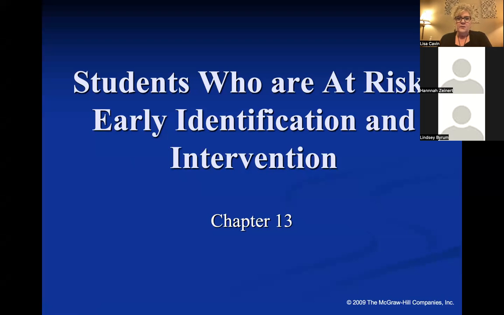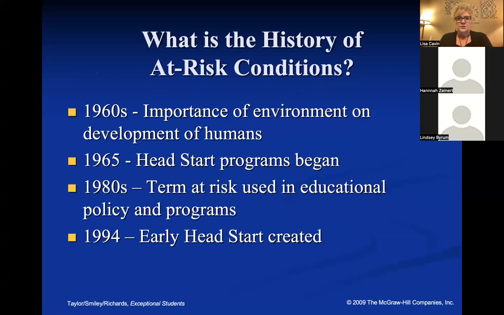So at-risk students, chapter 13. So what is the history of at-risk conditions? Well, we first started to sort of understand this population in the 1960s. Before that, everybody just sort of sink or swim. And in the 1960s, we began to understand the importance of environment on the development of humans.